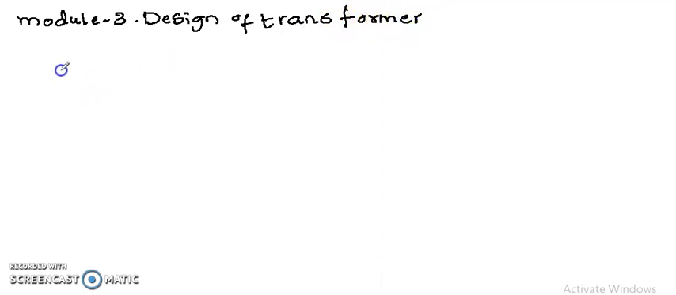Yes. So we have many parts in the transformer. We have to design the number of windings, core area and cooling tubes, all the things. So this part involves all of these, and we have to design the transformer parts step by step.